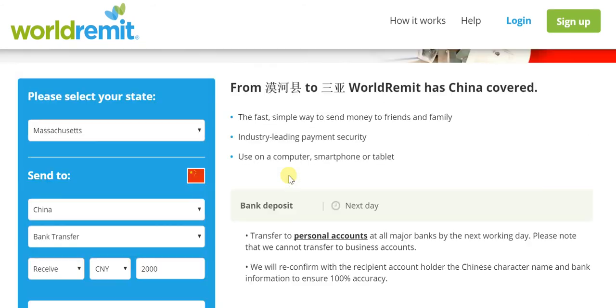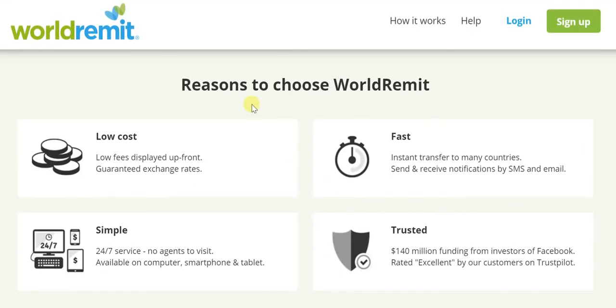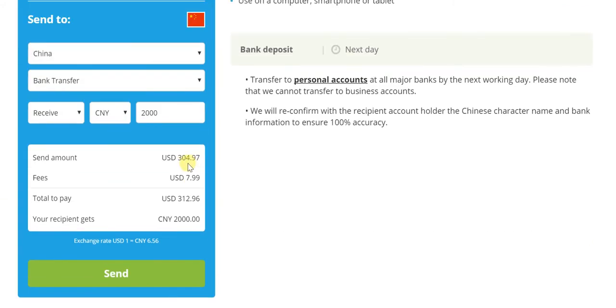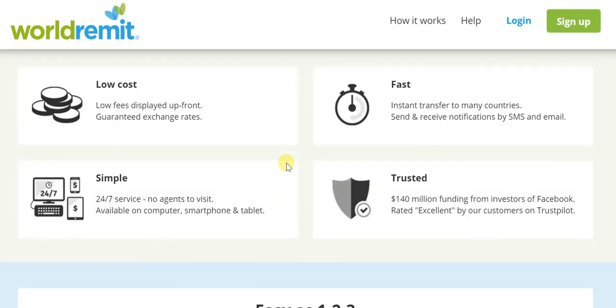Now, having showcased the steps to send money from the US to China, let's look at why WorldRemit in particular. First of all, low cost, low fees displayed right up front. You saw that the fees are as little as 7.99, which remain consistent even with increasing amounts, with exchange rates being guaranteed. You're assured of the exchange rates that would be taken. And yes, it is incredibly fast. Even in this instance, it is as little as just the next working day. And throughout the process, both the sender and the receiver continue to receive notifications both by SMS as well as email, which means the correspondence is constant.